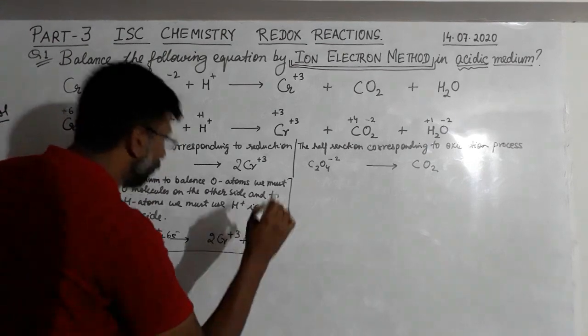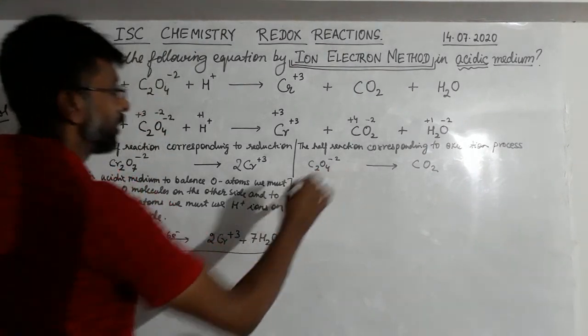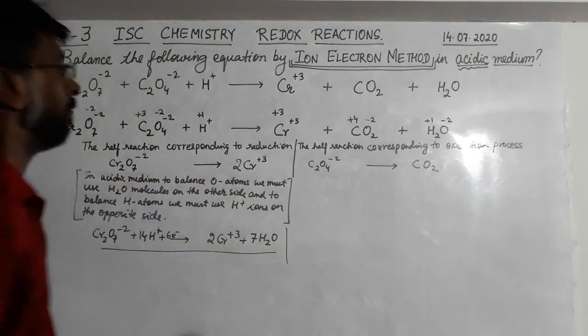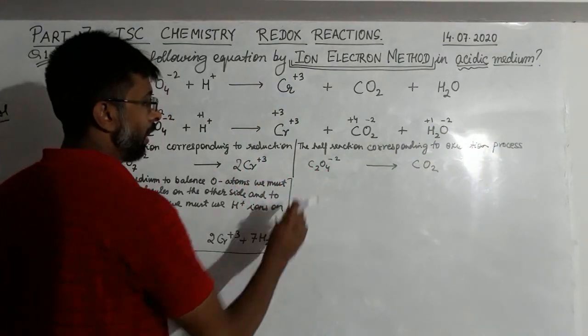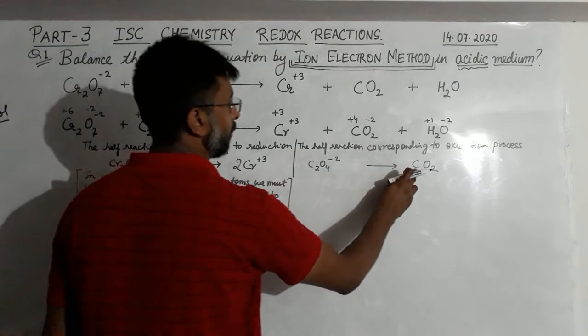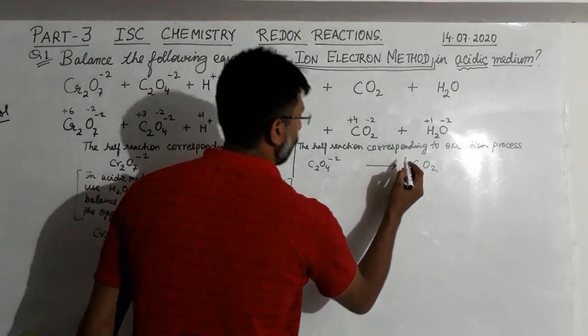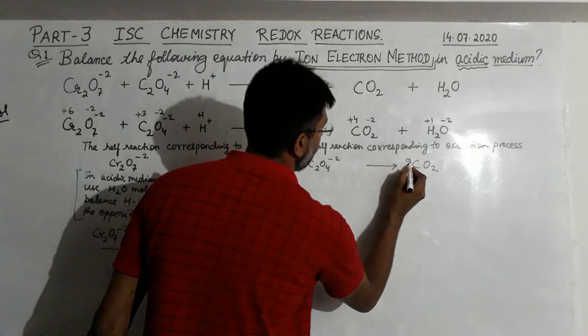Now I go to the other side, the half reaction corresponding to the oxidation process. If I look very carefully, there are 2 carbon atoms on one side and only 1 carbon atom on the other. So I think we should balance the carbon first. So I'll put 2 over here.